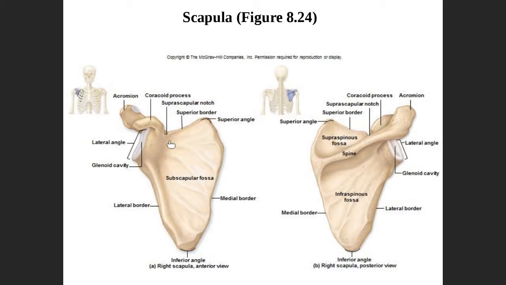We go over here to the anterior view, subscapular fossa. Again, medial border. The lateral border, I know because I can see over here the glenoid fossa right here. That's where your arm's going to be. Then we have our superior border. And then we have this little process coming off. That's the coracoid process.